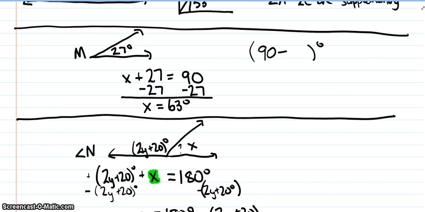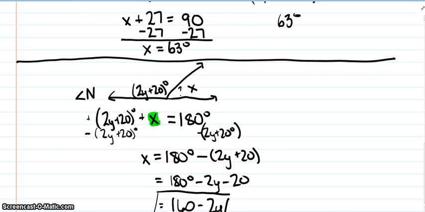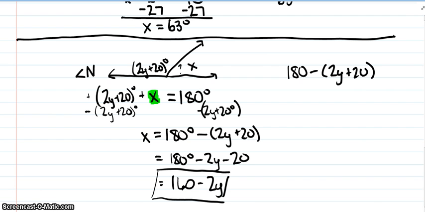So instead of 63, I should have written 27. So 90 minus 27, because that was the angle that we know, and that would have given us 63 degrees. And then for this one here, we could have done 180, because its supplement is 180, minus the angle we knew, 2y plus 20, and we'd have gotten the same exact thing if you notice. But those are just two ways that you can solve these complements and supplements.